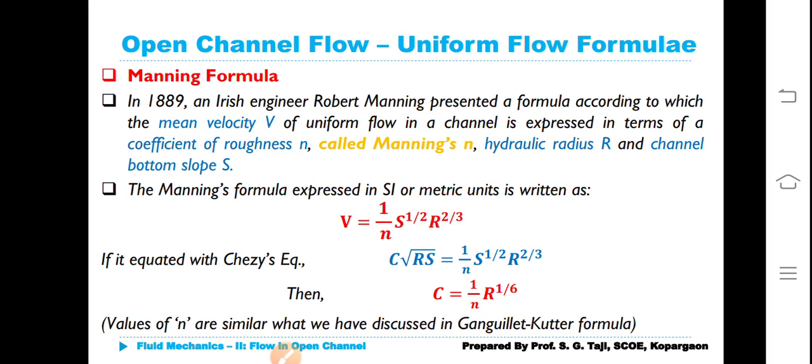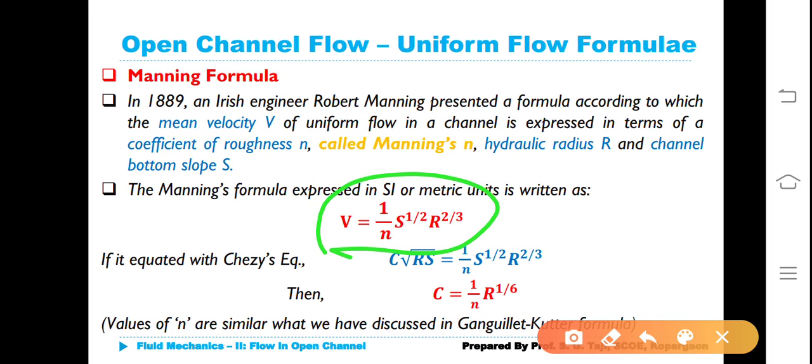Next, Manning's formula. In 1889, an Irish engineer, Robert Manning, presented a formula according to which the mean velocity V of uniform flow in a channel is expressed in terms of a coefficient of roughness small n, called Manning's constant, hydraulic radius R, and channel bottom slope S. Manning's formula in SI or metric units is written as V is equal to 1 upon n, S to the power of half multiplied by R to the power of 2/3.